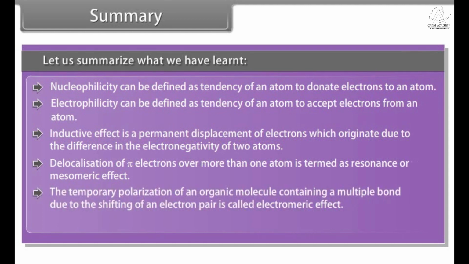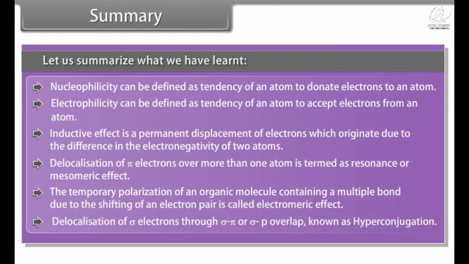The temporary polarization of an organic molecule containing a multiple bond due to the shifting of an electron pair is called the electromeric effect. Delocalization of sigma electrons through sigma-pi or sigma-p overlap is known as hyperconjugation.